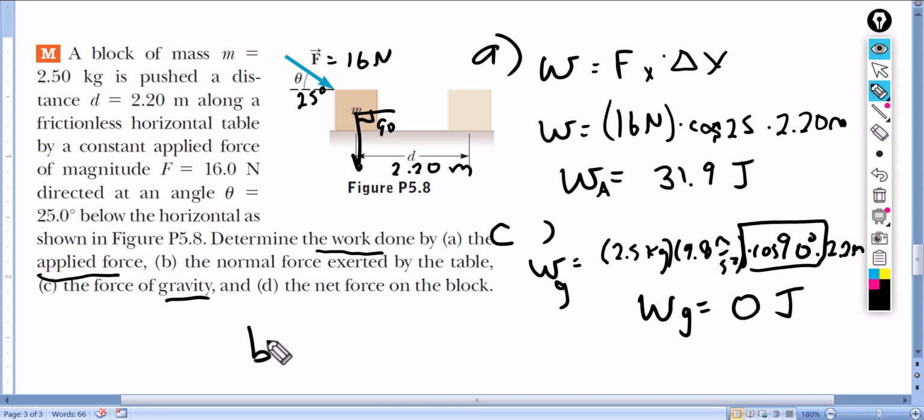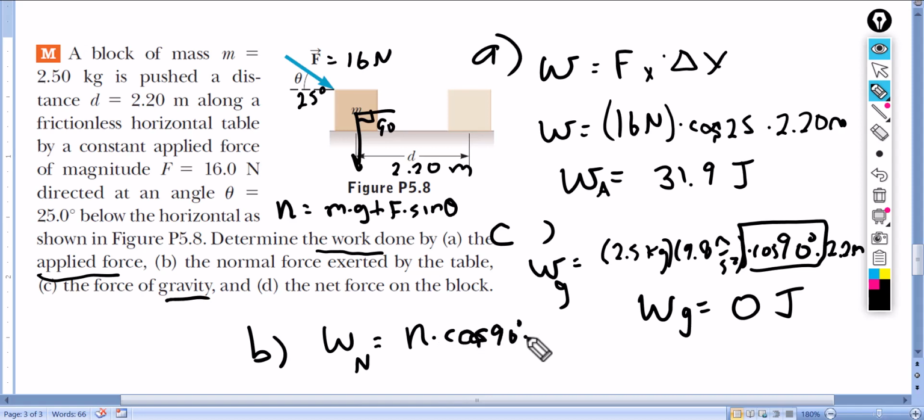Now part B is also 90 degrees. That's going to be the work due to the normal, which we could set up Newton's laws for, right? We have a force going down, so the normal force is actually going to be equal to the weight plus the sine component of the applied force. Don't even worry about that. You don't even need that because, again, it's cosine of 90 degrees. And cosine of 90 is 0.